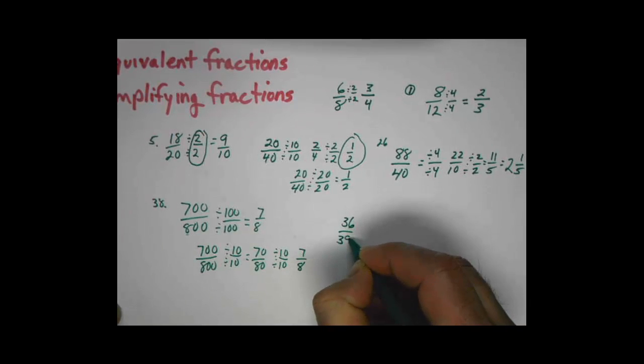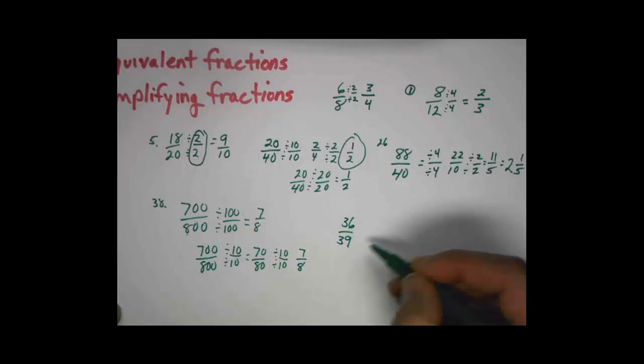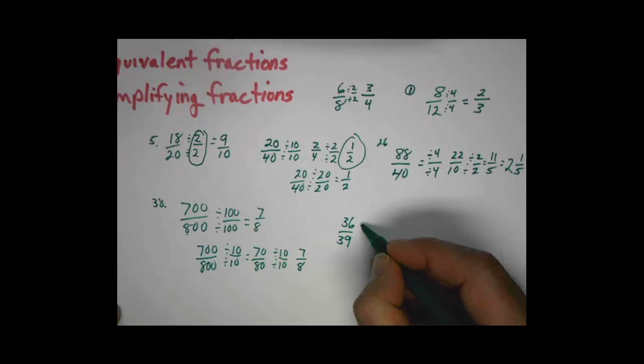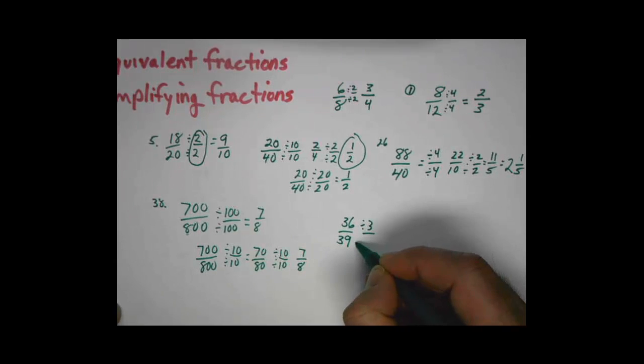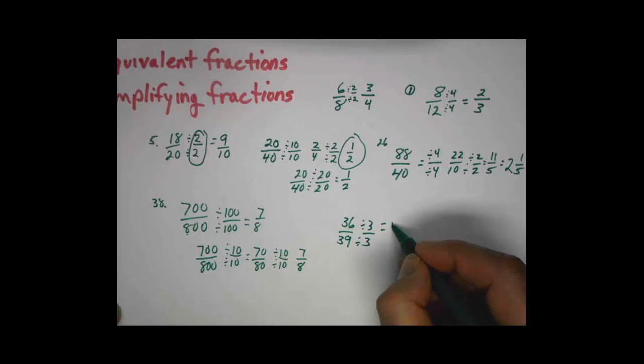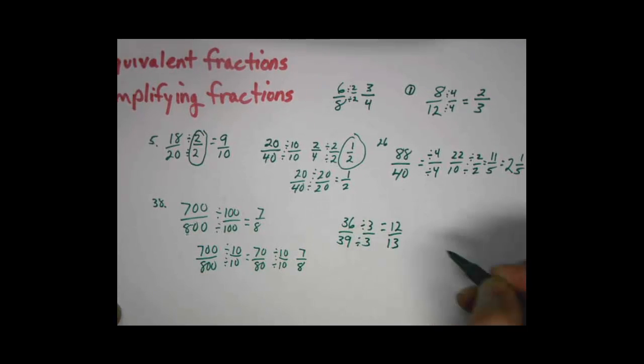So if I have 36/39ths, I notice that 3 goes into both of those. So I divide by 3 on the top, I divide by 3 on the bottom, and I end up with 12/13. That's simplified all the way. I'm done in 1 step. The whole page is like that. Go slow and easy, and have fun.